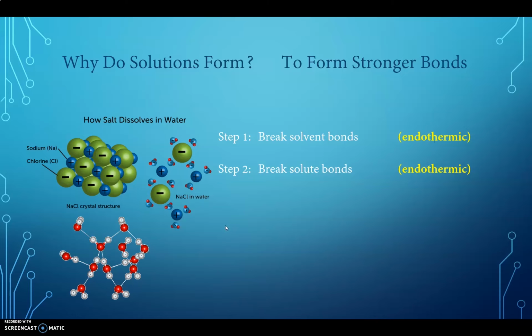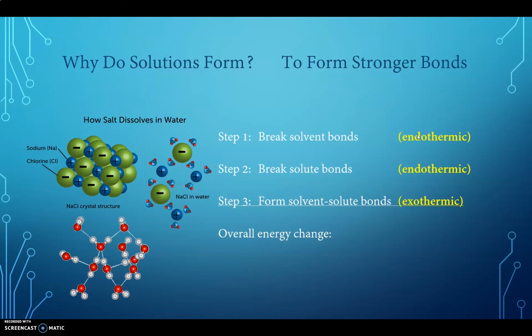So let's look at the third step. In the third step, we're going to form bonds between the water molecules and the sodium and chloride ions. And if breaking bonds requires energy, then forming bonds must produce energy, and therefore this third step will have to be exothermic. To find out what the overall process is, we simply add each of the steps together, and our overall energy change should be exothermic if this occurs spontaneously. It looks like it's going to end up endothermic.